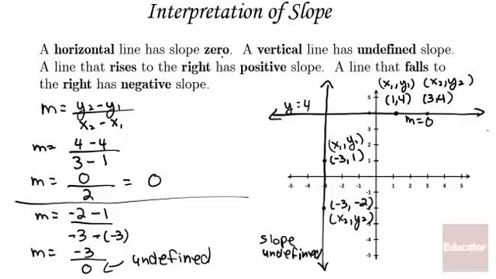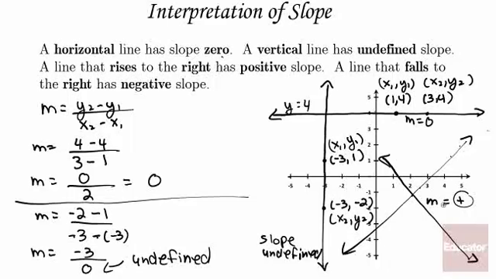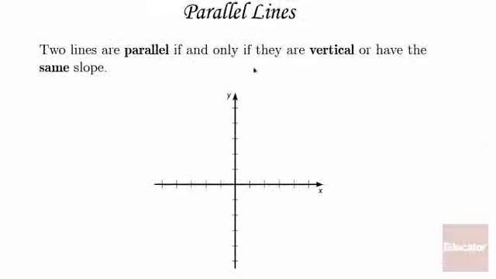A couple of other things to keep in mind regarding slope: a line that rises to the right, such as this one, m is a positive number. So it's increasing to the right. The values are increasing. Okay? If you have a line that falls to the right, such as this one, the slope is negative. So rises to the right, slope is positive; falls to the right, slope is negative. A horizontal line has a slope of 0. A vertical line has an undefined slope.